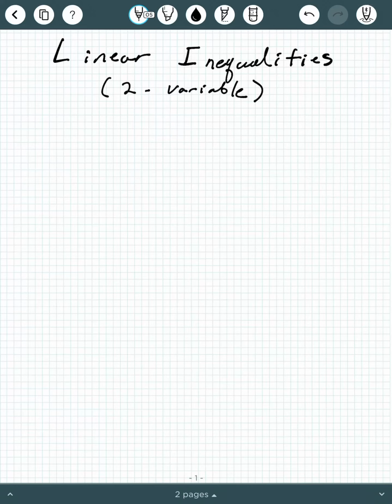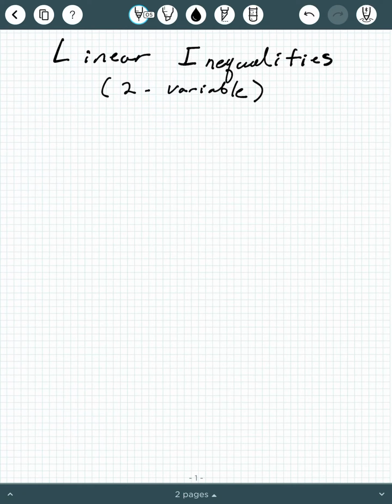All right, class. Good morning, and welcome to another lesson here working with inequalities. So, today we'll be talking about linear inequalities, and you'll see on my notes I've written two variable underneath, and that's exactly what these are. These are inequalities that contain two variables.